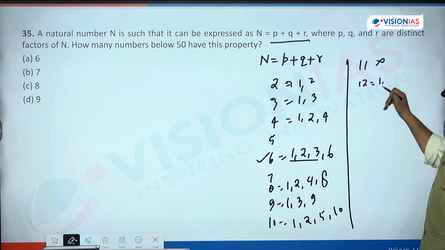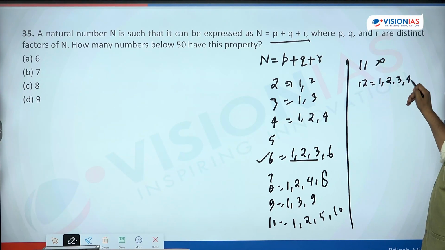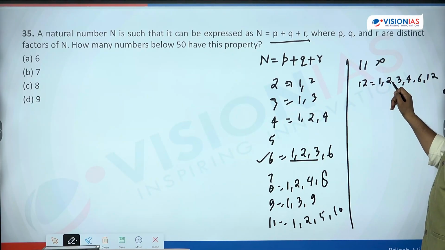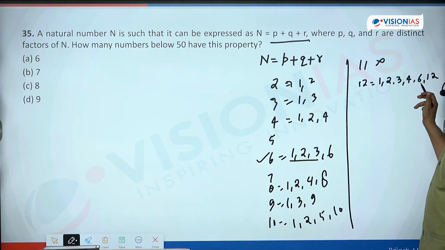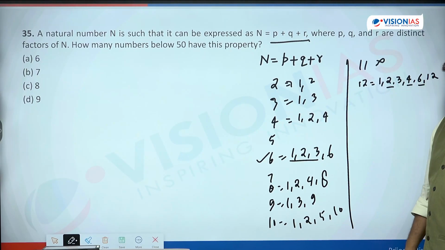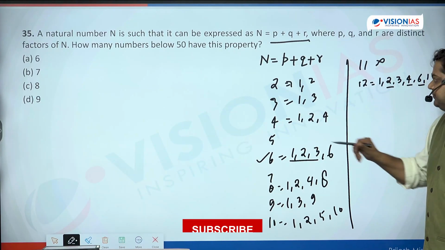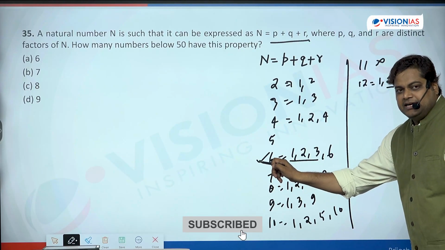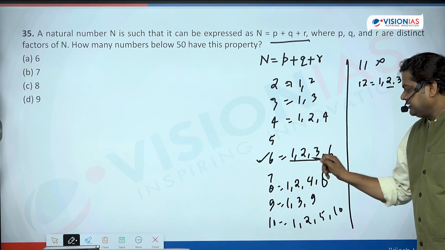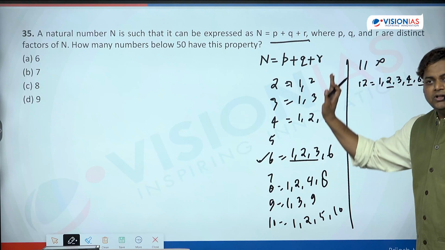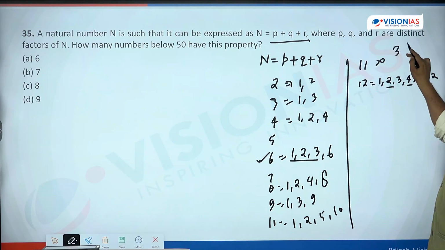12, 1, 2, 3, 4, 6, 12. So 4, 3, 7, 2, 9, 1, 10. But if we take 6, 4, 2, we are getting 12. We are getting 12. 3 factors and sum we are getting, so we are getting a pattern. At 6 we are getting the number, where sum of factors we are getting is equal to number. Not all the factors we are taking, just the 3 factors we need to take.